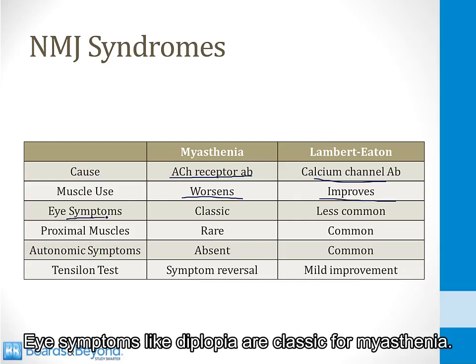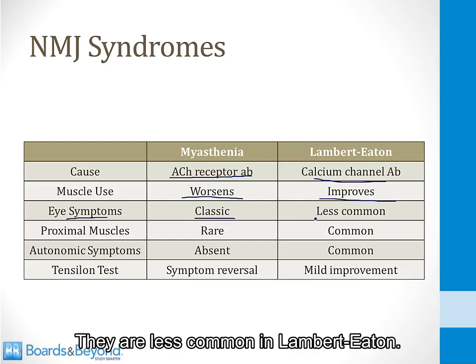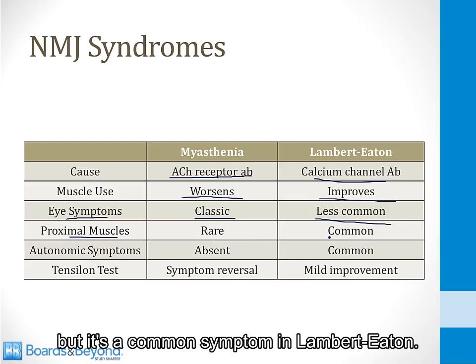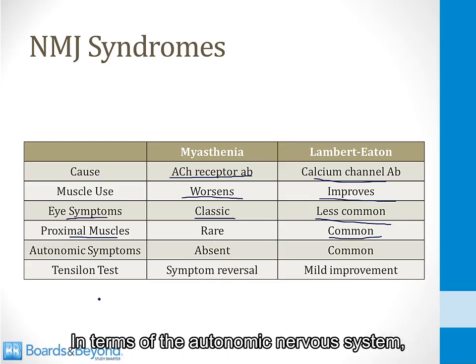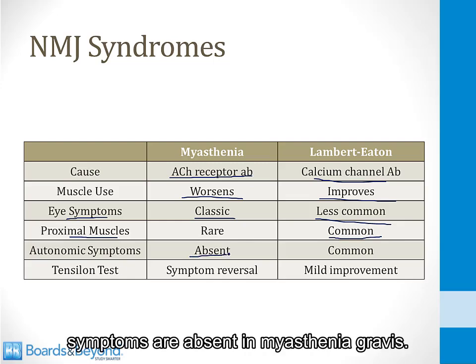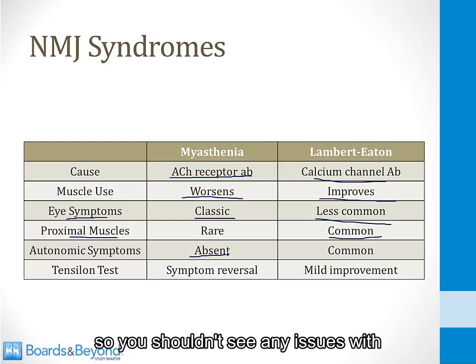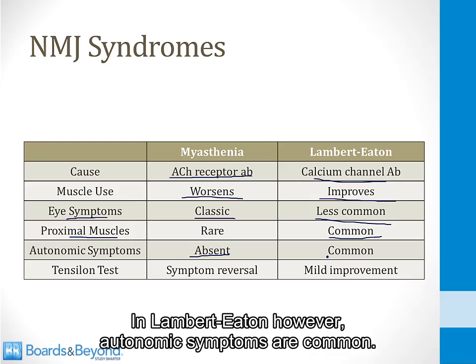Eye symptoms like diplopia are classic for myasthenia. They are less common in Lambert-Eaton. Proximal muscle weakness is rare in myasthenia, but it's a common symptom in Lambert-Eaton. In terms of the autonomic nervous system, symptoms are absent in myasthenia gravis. The problem was with nicotinic receptors, so you shouldn't see any issues with the autonomic nervous system. In Lambert-Eaton, however, autonomic symptoms are common.